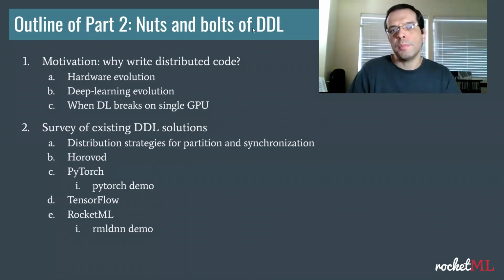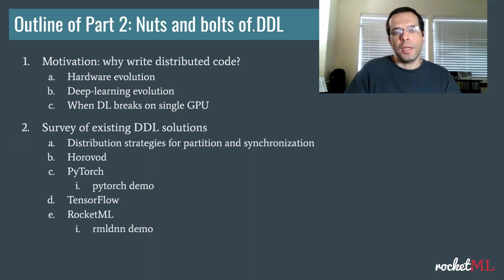And we'll do this by looking along 3 different axes: the evolution of hardware over the last several decades, then how deep learning evolved in the last several years, and finally looking at the limits when deep learning might break on single machines or small machines, especially in the context of GPUs.